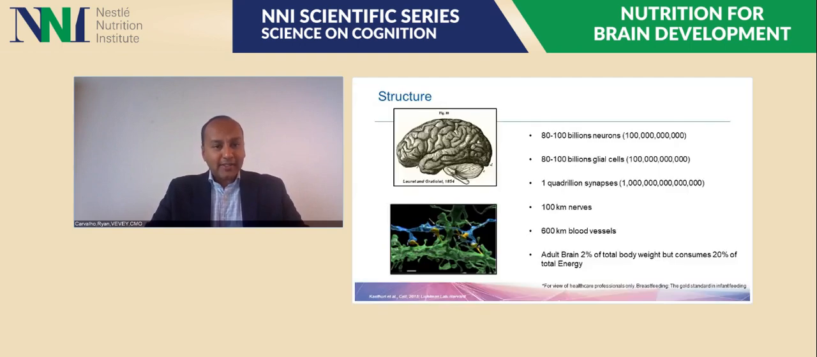So to start, let's focus on the anatomy or the structure of the brain. The numbers are impressive, with over 80 to 100 billion neurons, with a similar number of non-neuronal glial cells, and synapses, which help the different neurons communicate with each other, numbering about a quadrillion, with 100 kilometers of nerves and 600 kilometers of blood vessels.